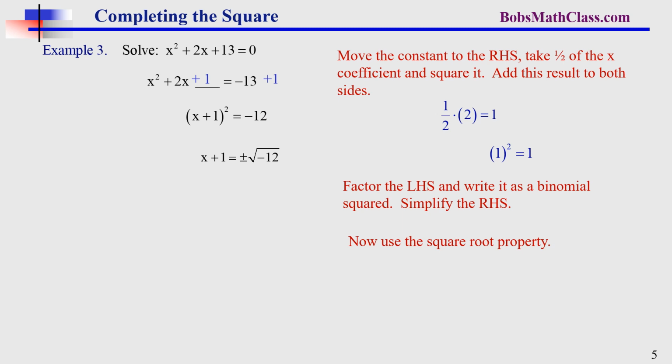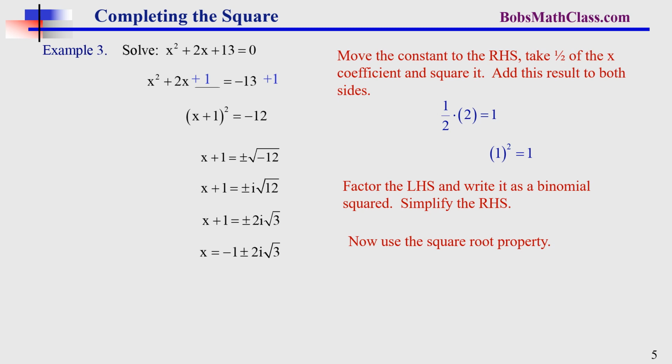Square root of 12. Simplify that. 2 times 2 times 3. So a 2 comes out. A 3 stays inside. So here's taking the i out. Now it becomes positive. And then there's a 2 that comes out and a 3 stays inside. Last step is to move the 1 over. So subtract 1. You can leave it like that.